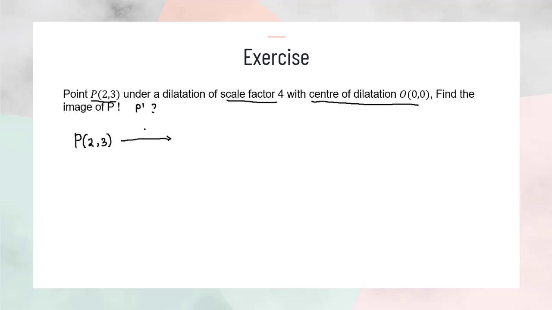Yep. Okay, P with the coordinates (2, 3) under dilatation with the origin point (0, 0) with scale factor 4. To find P accent, we have to multiply both the x-coordinate and y-coordinate by 4, because 4 is the scale factor. So 4 times 2, 4 times 3. The coordinates for P accent will be (8, 12). It's so easy, right?